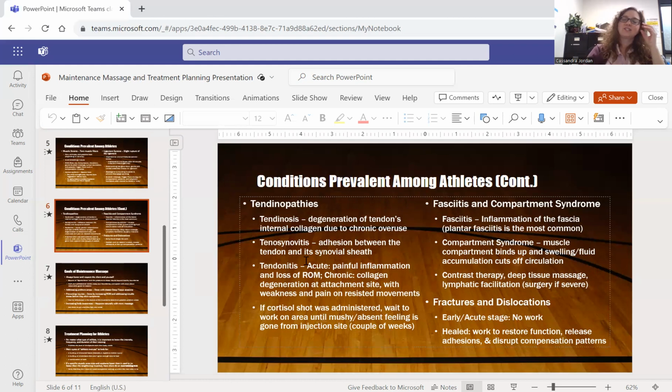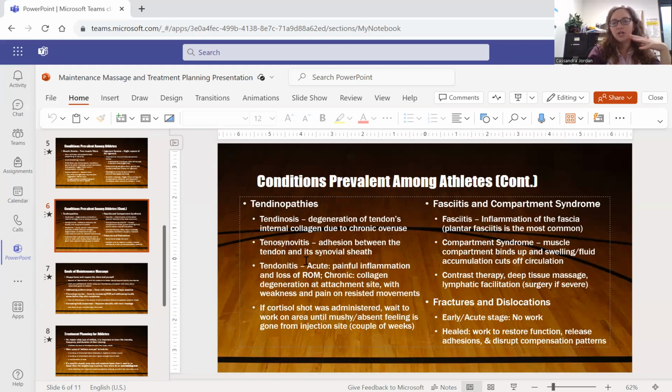Then we have fasciitis and compartment syndrome. So fasciitis is inflammation of the fascia. Plantar fasciitis is the most common, but it can happen in other places. And we have a protocol for that, which I'll talk about later. Compartment syndrome is a muscle compartment that is bound up and swelling and filling with fluid. It cuts off its own circulation.